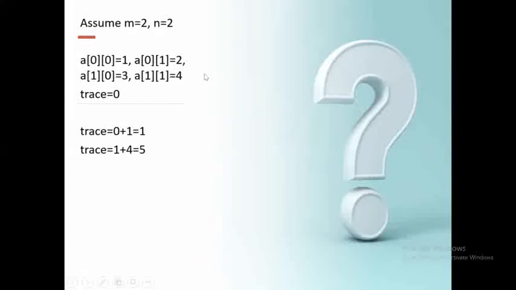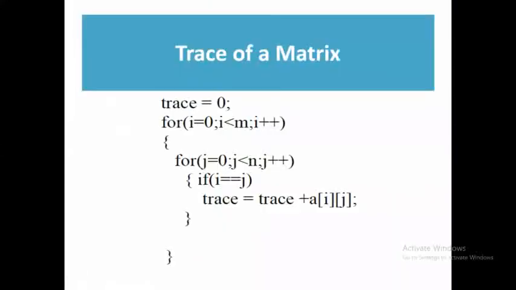Okay, so what's the code for calculating the diagonal element? Before that I am going to initialize the trace value to 0, because if you are not initializing the trace value to 0 while calculating, it will take trace as a garbage value. That's why first you need to initialize the trace value to 0. First thing, for i is equal to 0, i less than m, right? 0 less than 2, condition is true. Now it is checking the second condition. Now j is equal to 0, 0 less than 2, condition is true.